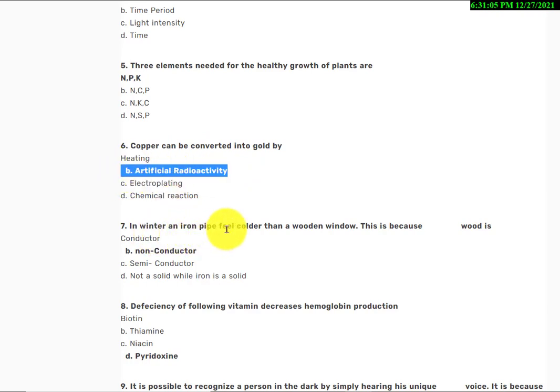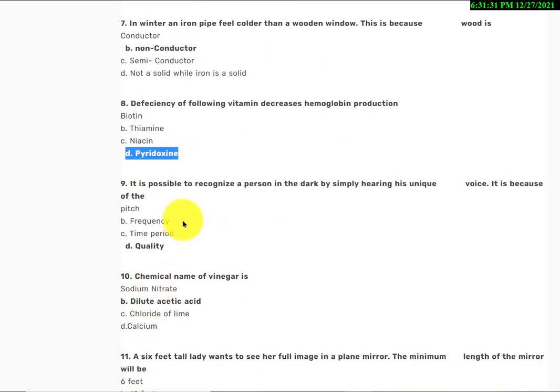In winter, an iron pipe feels colder than a wooden window. This is because wood is non-conductor. Deficiency of following vitamin decreases hemoglobin production: Pyridoxine. It is possible to recognize a person in the dark by simply hearing his unique voice. It is because of the quality.